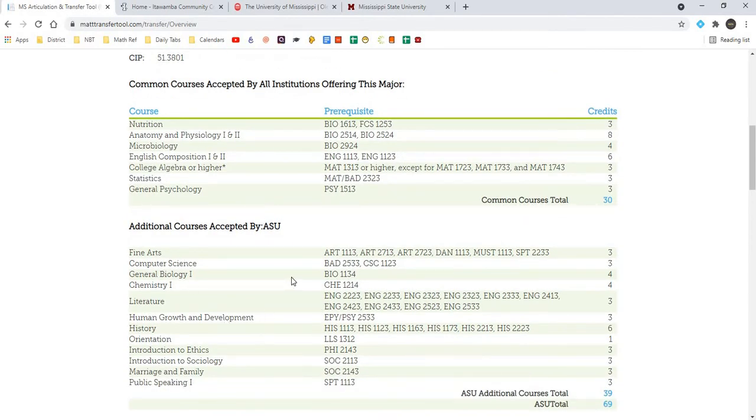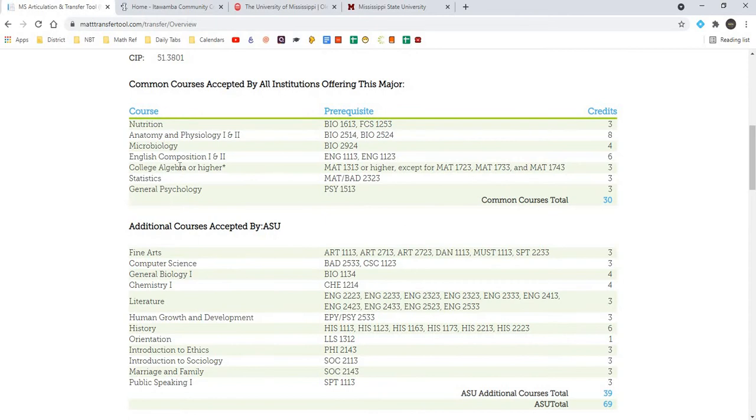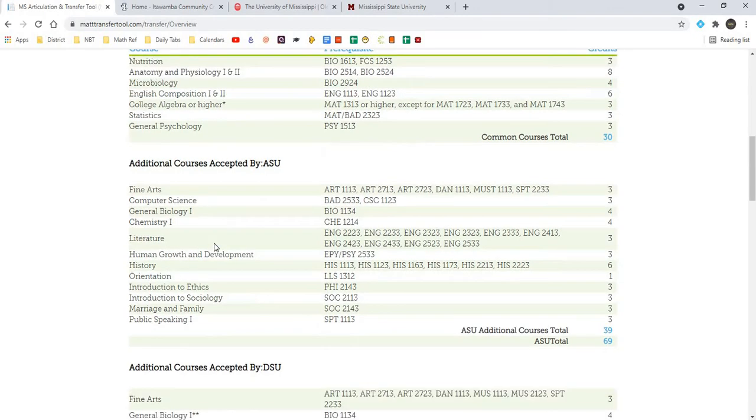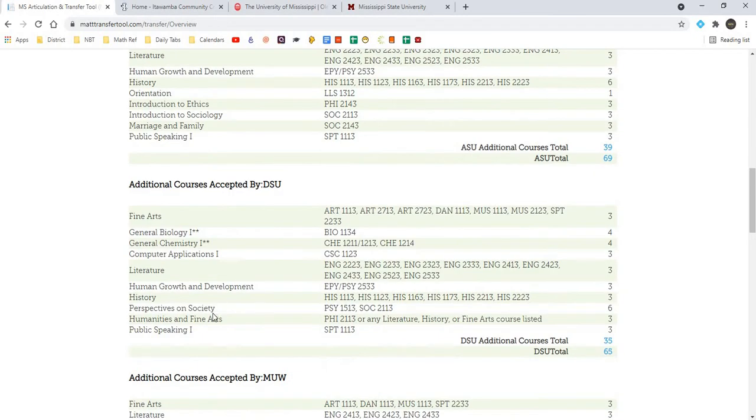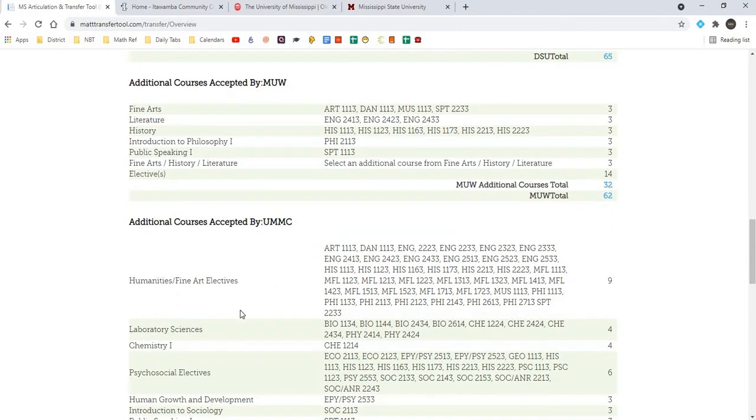So for instance, let's look for sociology. Let's see. Can I transfer sociology to ASU? Yes. So I have sociology. Notice that sociology isn't listed here. So that means that every college listed doesn't accept sociology. So ASU does. Let's look at DSU. No DSU, so there is no sociology. MUW doesn't accept a transfer of sociology.